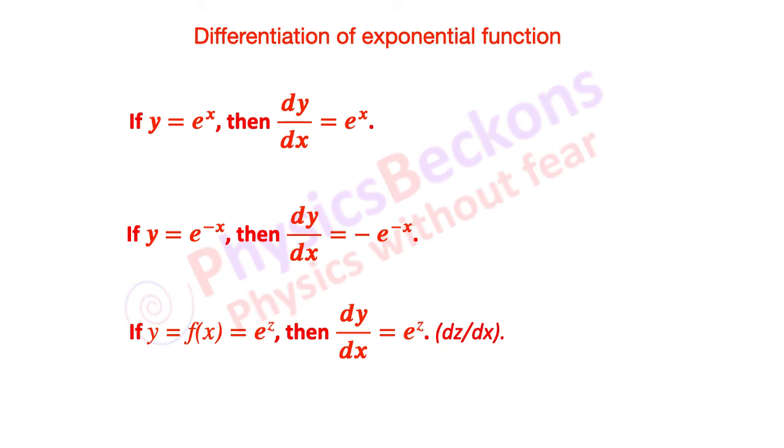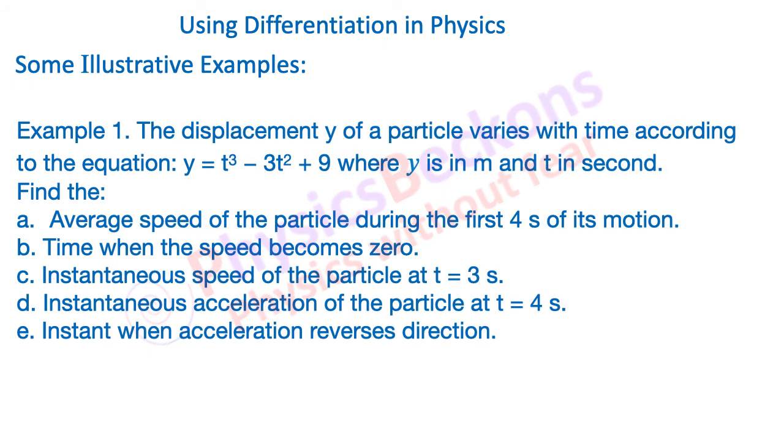Now, having studied some elementary parts of differentiation, let's see how differentiation is useful in physics. For this, we will take some illustrative examples. First example: you have displacement y of a particle given by y equal to t cube minus 3t square plus 9, where y is in meter and t is in seconds. That is, y is a function of time.